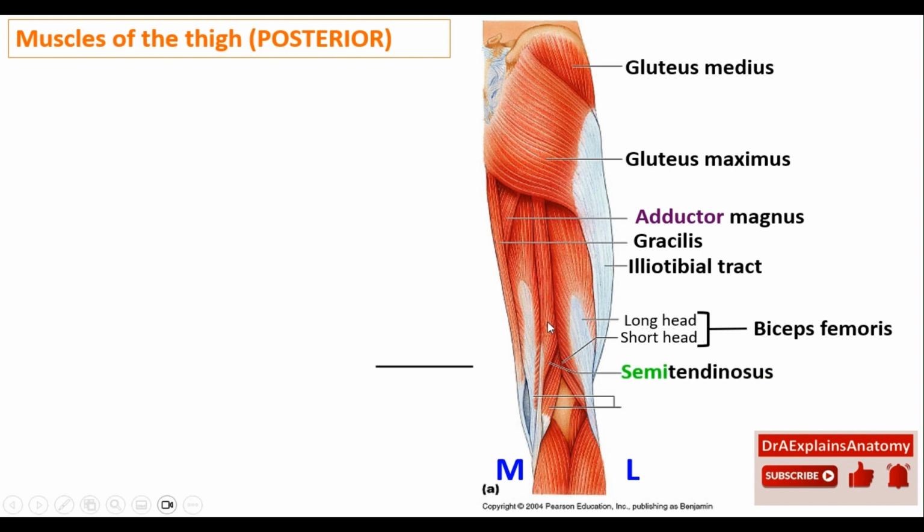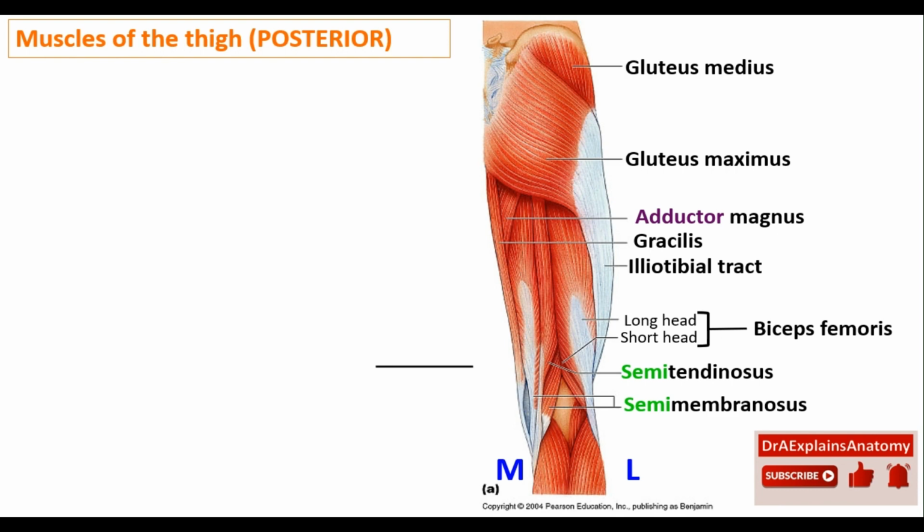Moving to this muscle on the medial aspect, this is the semitendinosus muscle. Right under the semitendinosus muscle, we have the semimembranosus muscle. So both semitendinosus and semimembranosus are on the medial aspect. A way to remember that, they both have an M, so that is on the medial aspect, whereas the biceps femoris muscle is on the lateral aspect.